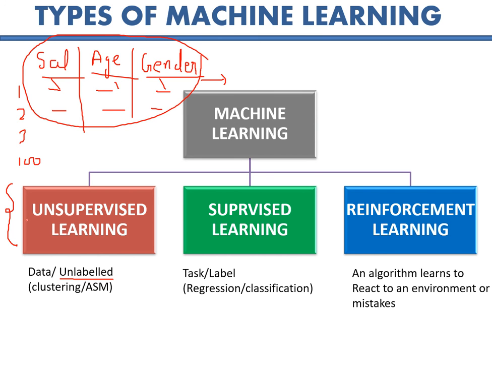I'm repeating again, unsupervised machine learning is used when we have a data set which is unlabeled. Unlabeled means we have the features, but we do not have the output. Now coming to supervised learning. Supervised learning is used when my data set has labels. Labels means I have the output.